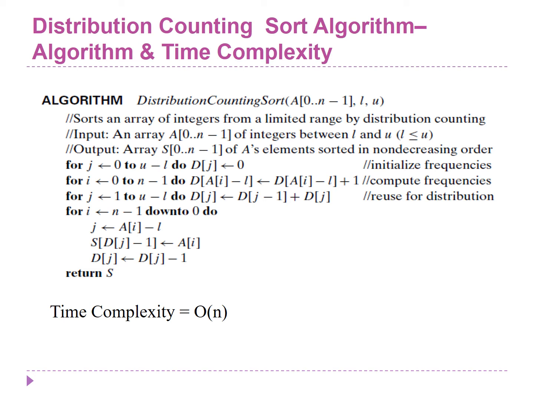So, scanning the input array from right to left and picking up the indices from the frequency and distribution table, the elements are placed in the output array. The time complexity of the distribution counting sort algorithm is big O of n. You may note that this algorithm does not have any nested loop structures.